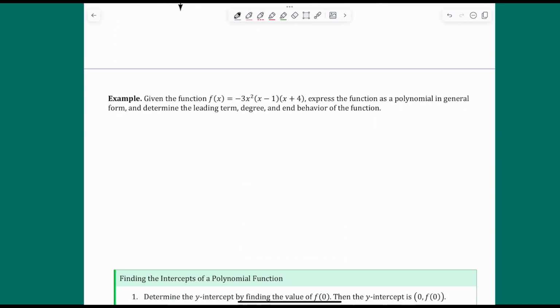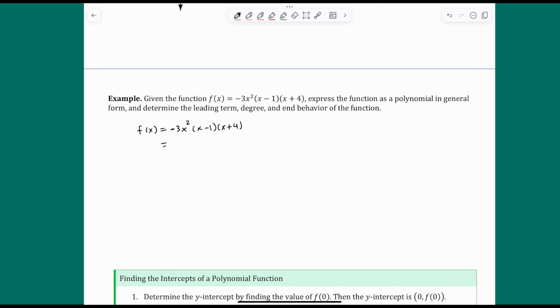Given the function f of x equals negative 3x squared times x minus 1 times x plus 4, express the function as a polynomial in general form, and determine the leading term, degree, and end behavior of the function. Okay, so we'll do some algebra here by expanding this function and writing it in standard form, or general form.